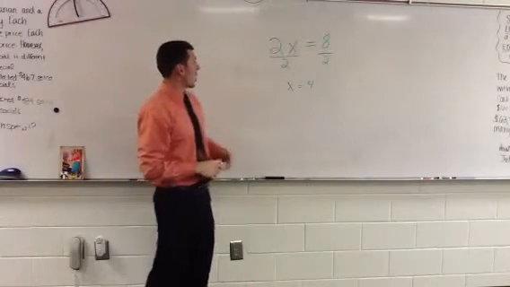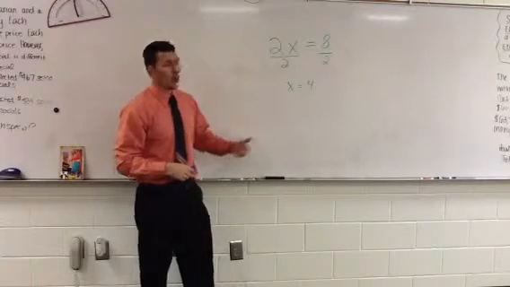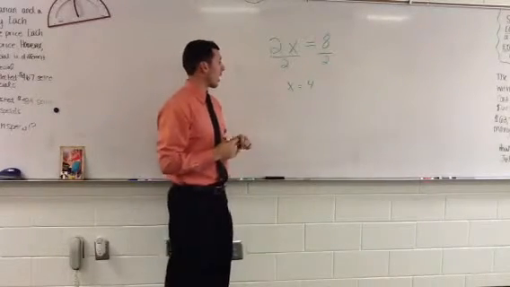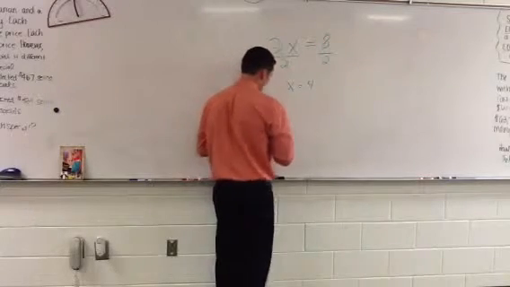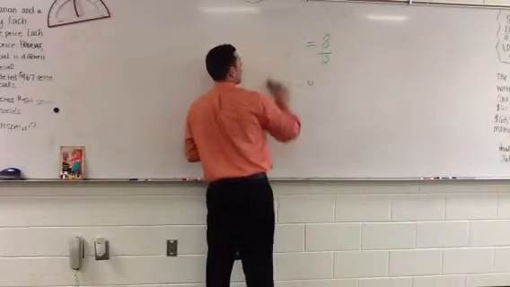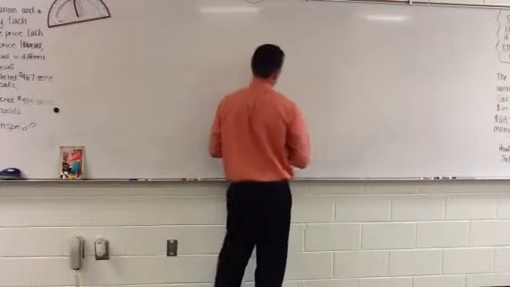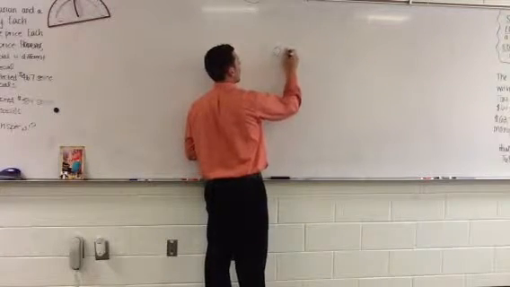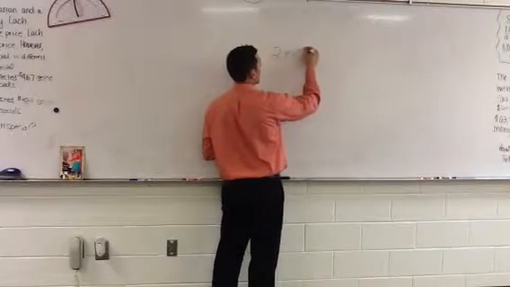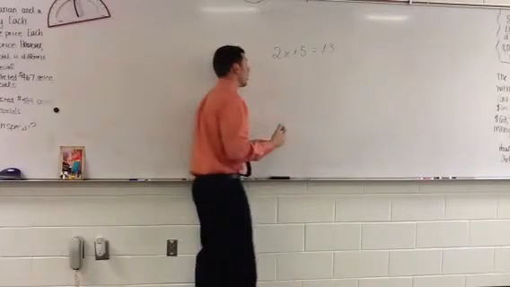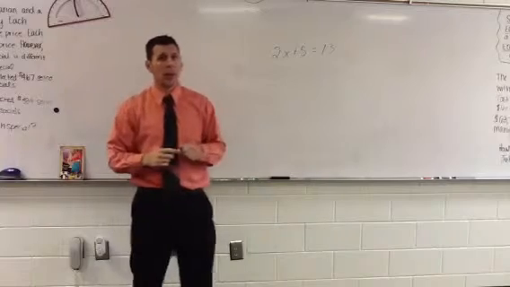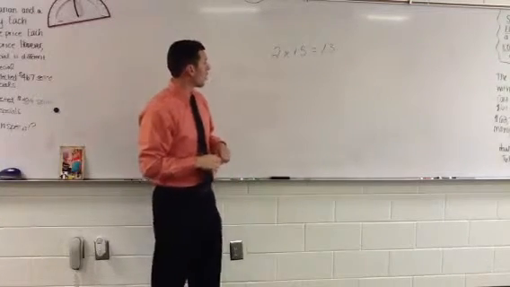Now let's take this a step further. We're not always just going to have a coefficient variable equal to a value. Sometimes we're going to have to do a little bit more work. So let's imagine that we had 2x plus 5 equals 13. Some of you may still be able to pick out exactly the value of x, but this should be a little bit more difficult for us.